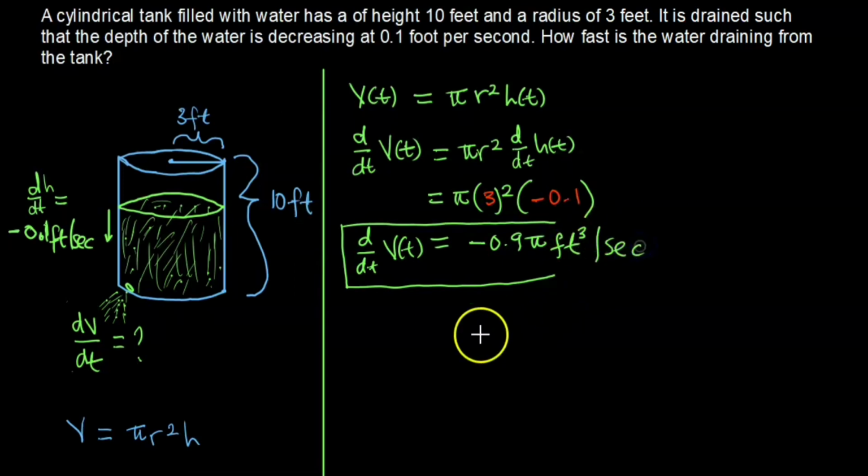So you take note of the difference. The height is a level, so it was feet per second. Since this is volume, it will be cubic feet per second. And that right there is it. You can multiply this out to get an approximate value anyway.